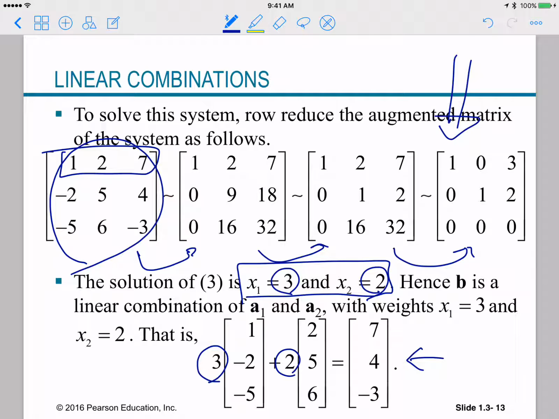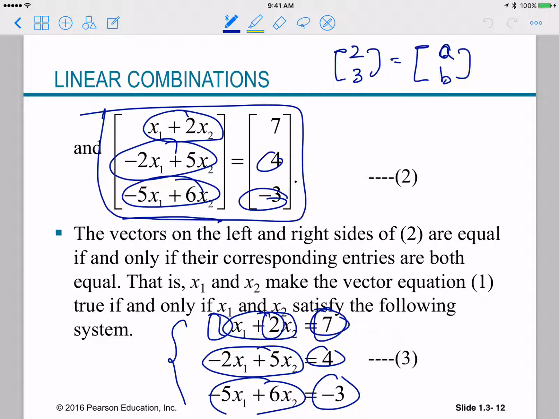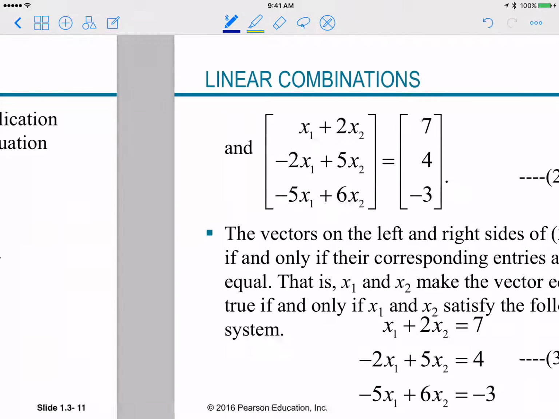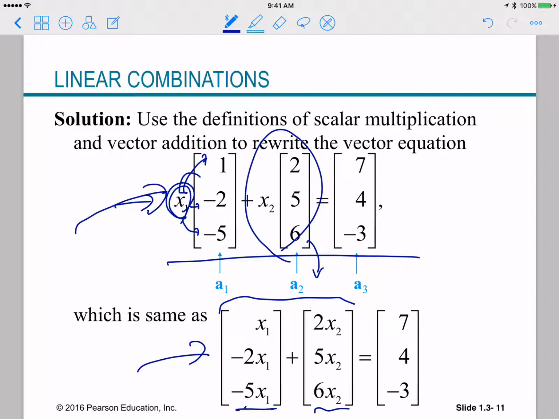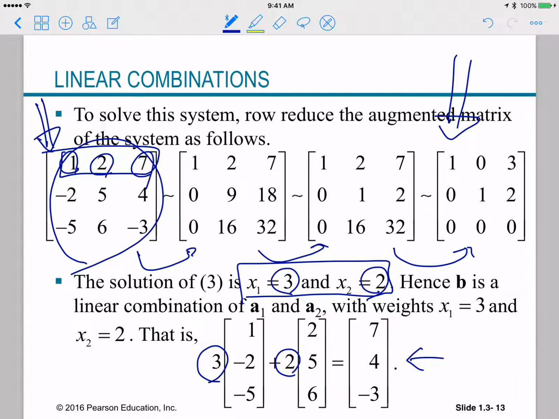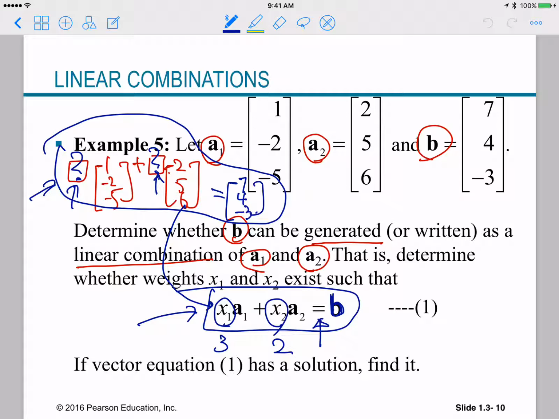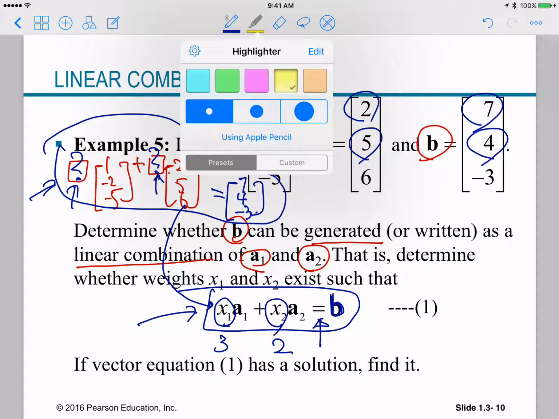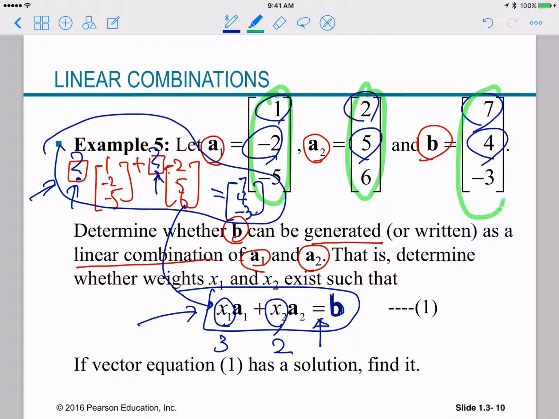If we remember how we formed this augmented matrix, we distributed x1 and x2 into the vectors, added them, and listed each element's equality condition. But we can just skip this process. Let's think about where 1, 2, and 7 came from. These values came from those values, 1, 2, and 7. The next row comes from minus 2, 5, and 4, and so on. So this augmented matrix is nothing but a horizontal concatenation of these three vectors.